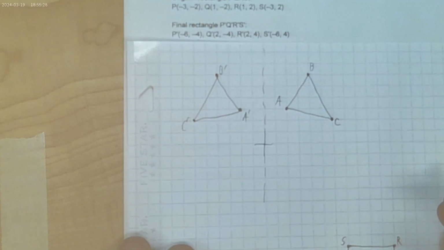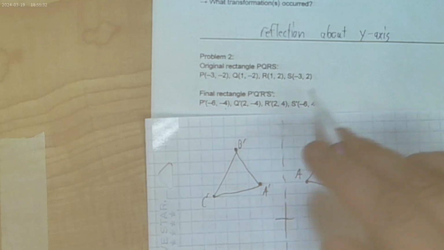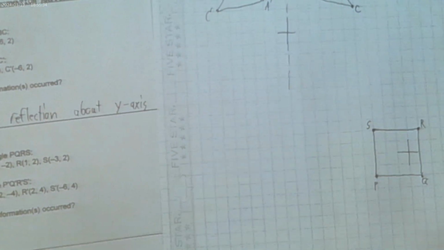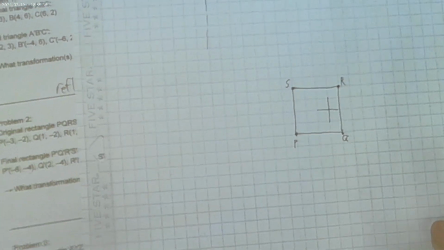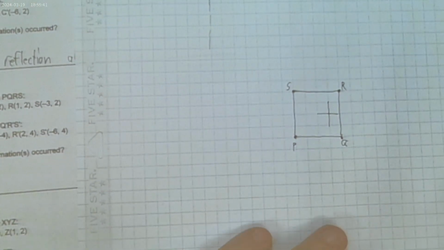And I'm just labeling all the points down here. So I've got P, Q, R, and S. Now I'm going to do the final rectangle. Actually, I'll just do it this way so you can at least see what I'm drawing here, even if you may not be able to see what I'm reading.